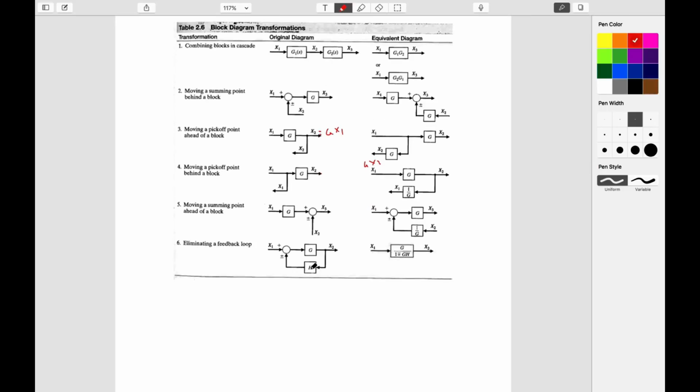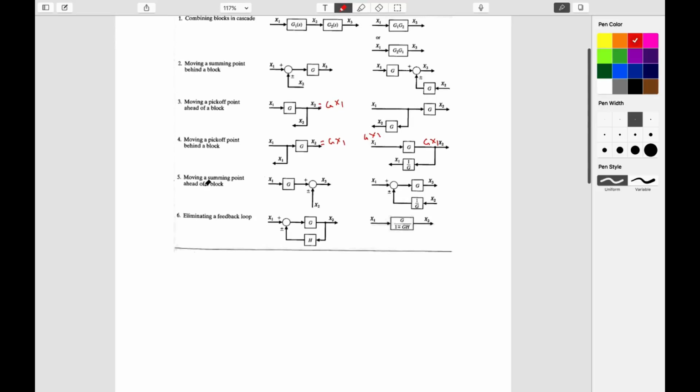All right, same thing goes for number 4, which is moving a pickoff point behind a block. Essentially, if I look at this, x2 is equal to Gx1. All right, if I move this pickoff point, I want x1, but I know that here I have Gx1, but I want x1 out of here, so I need to divide by G, so that way I do in fact have x1.